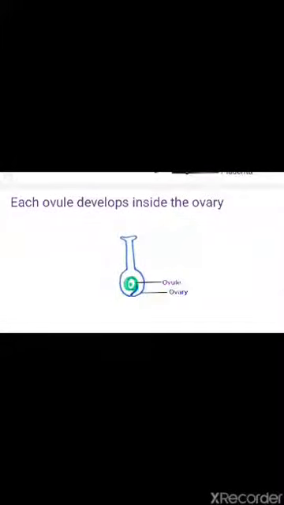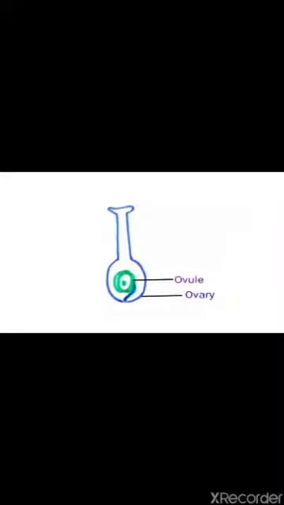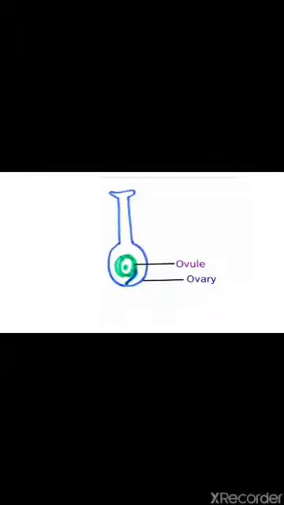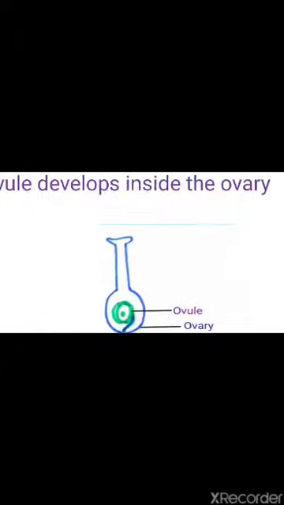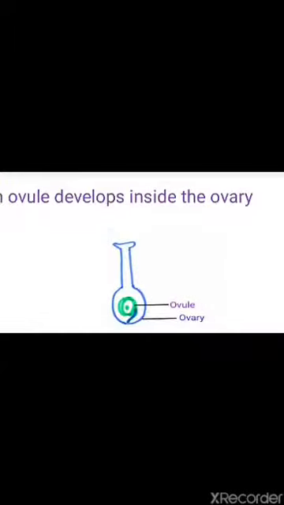Each ovule develops inside the ovary. So in this diagram, the single carpel is shown. The rounded part over here is the ovary. Then the small style is there, and the upper part is the stigma. So in this ovary, the formation of ovule takes place. Okay, so the ovule develops inside the ovary.